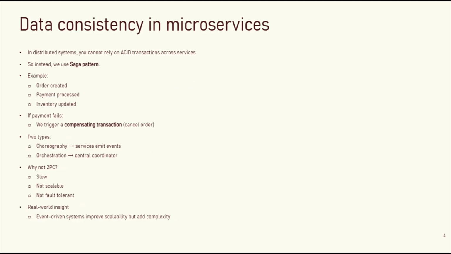Data consistency in microservices. In distributed systems, you cannot rely on ACID transactions across services. So instead, we use the Saga pattern. Example: order created, payment processed, inventory updated. If payment fails, we trigger a compensating transaction: cancel order.